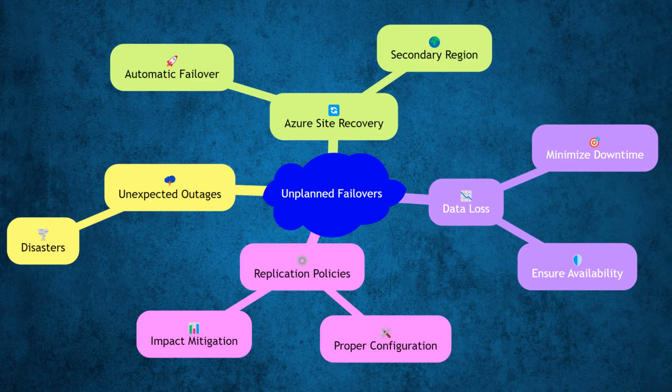Unplanned failovers occur during unexpected outages or disasters. In such cases, Azure Site Recovery automatically initiates the failover process to the secondary region. While this may result in some data loss, the goal is to minimize downtime and ensure that your applications and services remain available. Properly configured replication policies can help mitigate the impact of unplanned failovers.